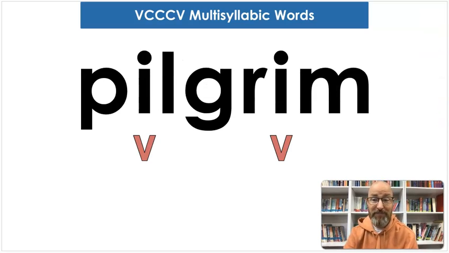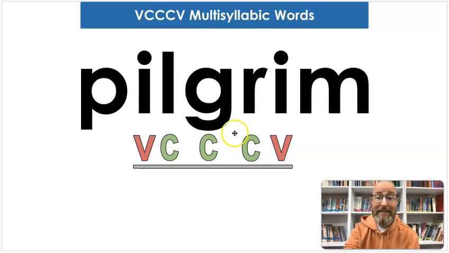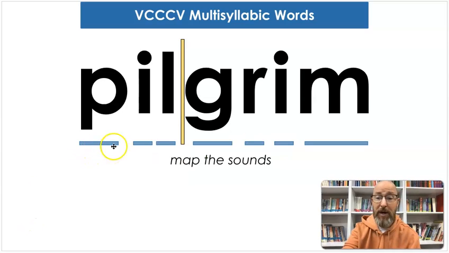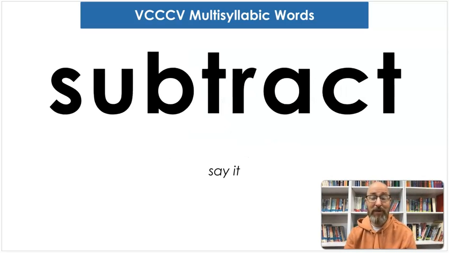Label your vowels. Draw your bridge. Label your consonants. Then we've got to figure out where to put that line to break it apart. I see a GR blend here, so we're obviously going to try behind that first consonant. Let's see if that works. Pil, grim, pilgrim. Pilgrim. Very good.